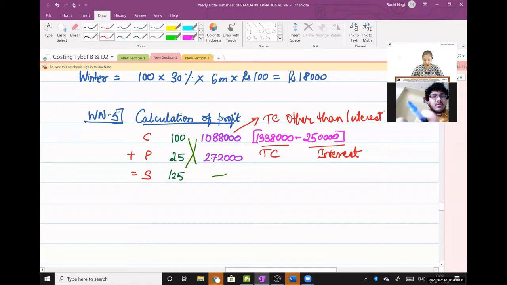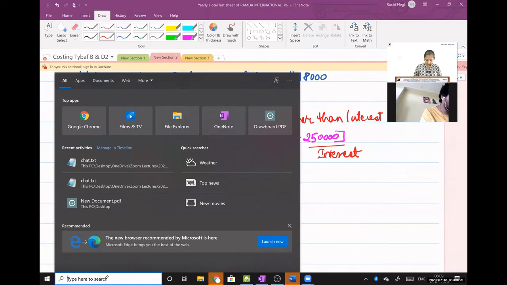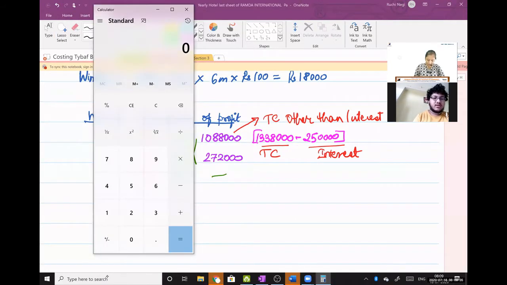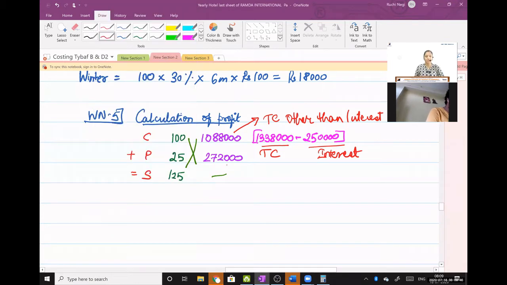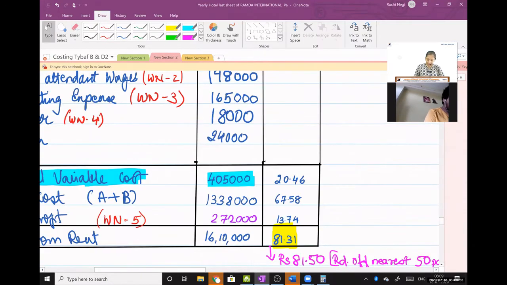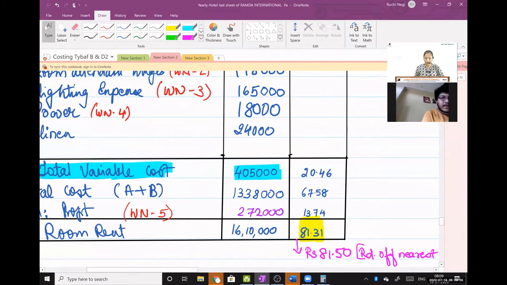Clear? Okay. Fine. So it's clear to you. Great. Okay. So when you cross multiply, you get your cost. I mean, cost is there, you get your profit. Yeah, 10,88,000 into 25 divided by 100. So 2,72,000 is my profit answer. Okay, add this profit to the table.